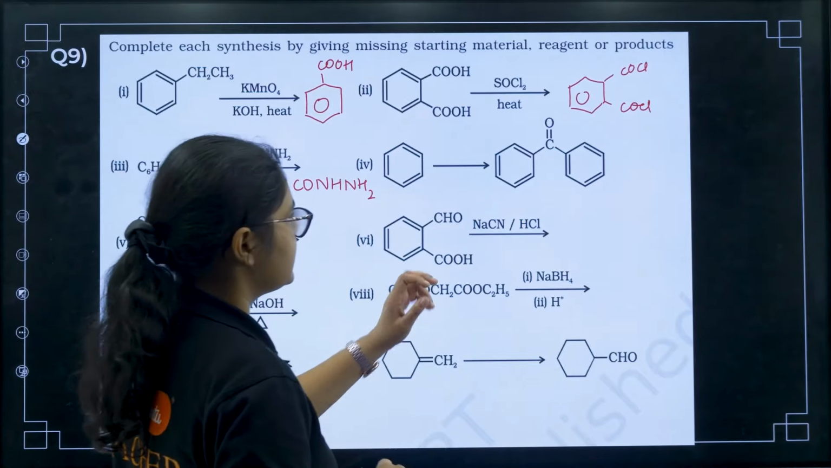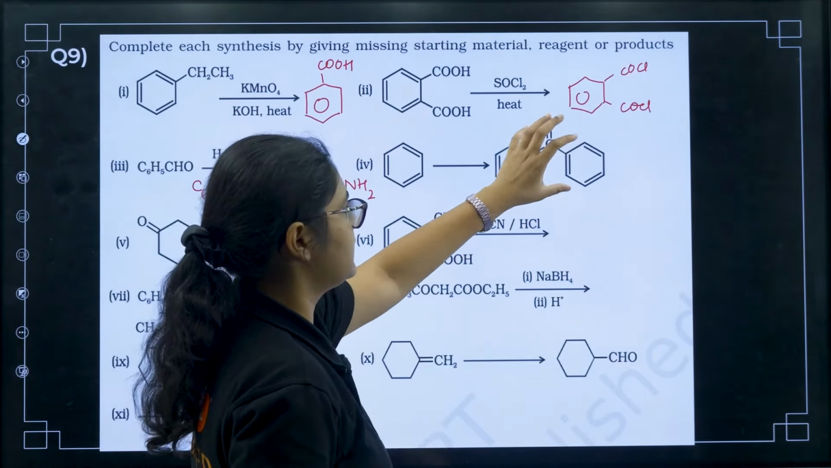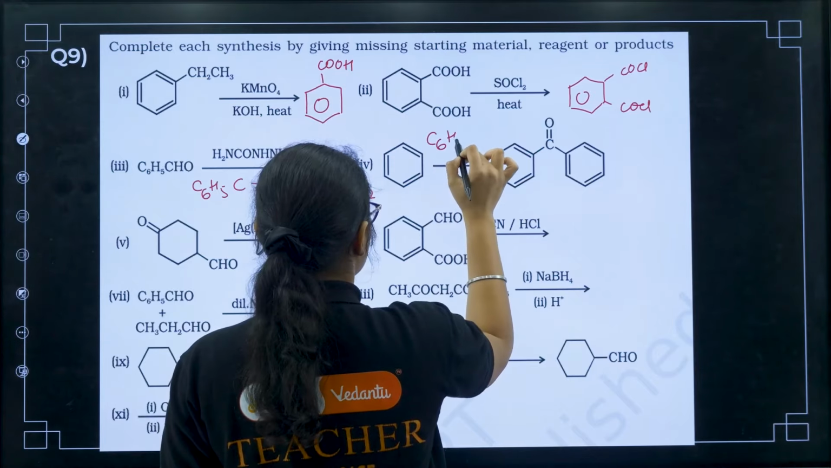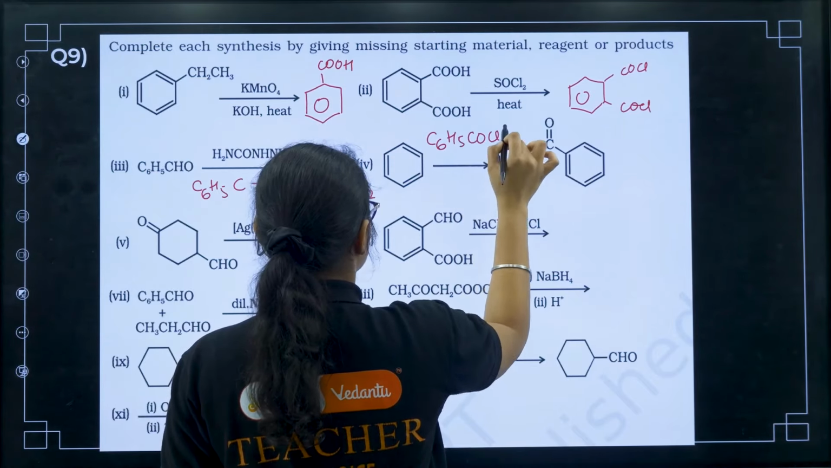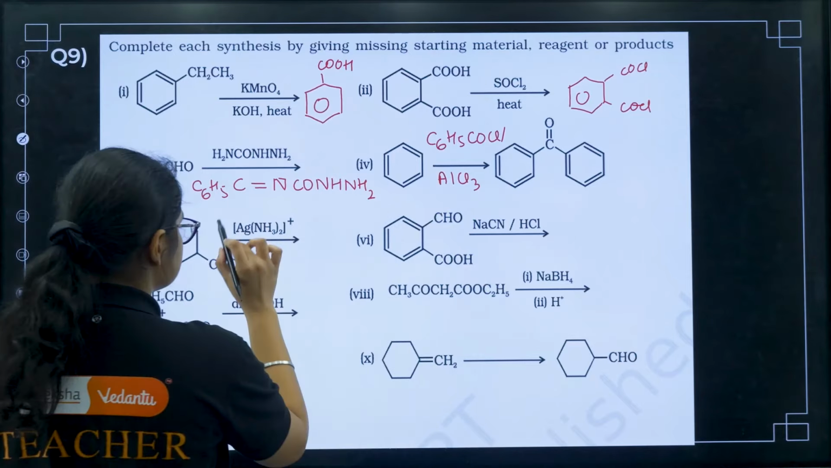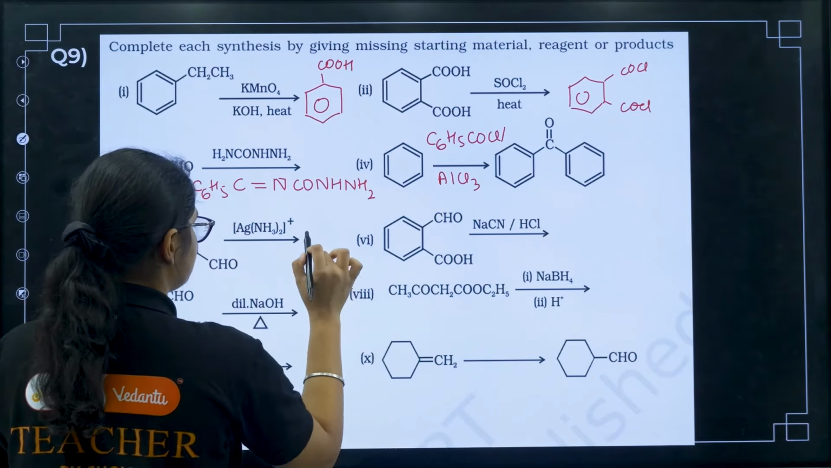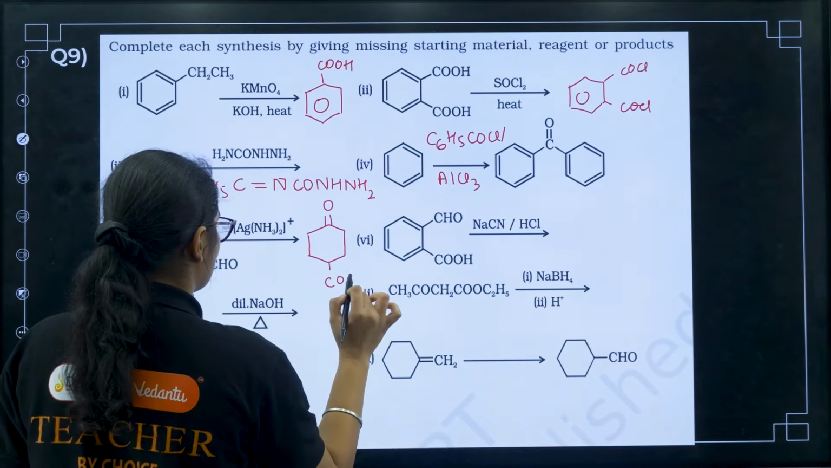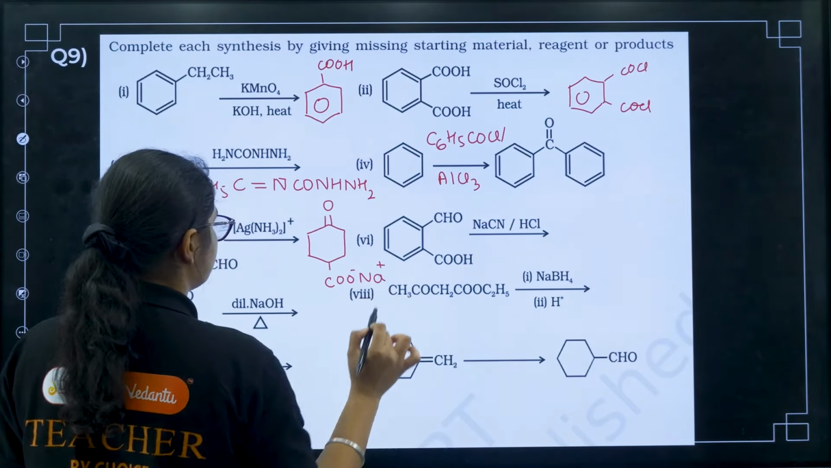Okay. Next, here what is happening? Here you are having acylation, Friedel-Crafts acylation, or I can say benzoylation, C6H5COCl, AlCl3. Okay. Next, here this is silver nitrate solution, so I will get this one like this. You will get COO- Na+.